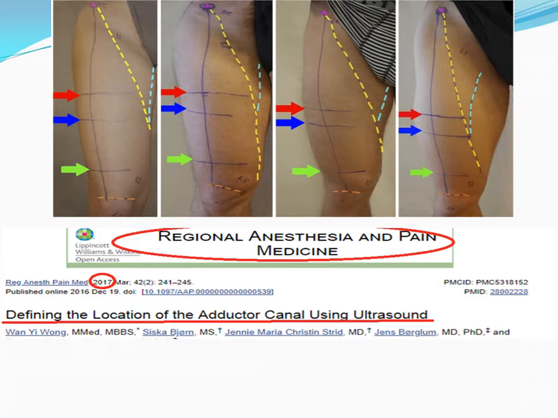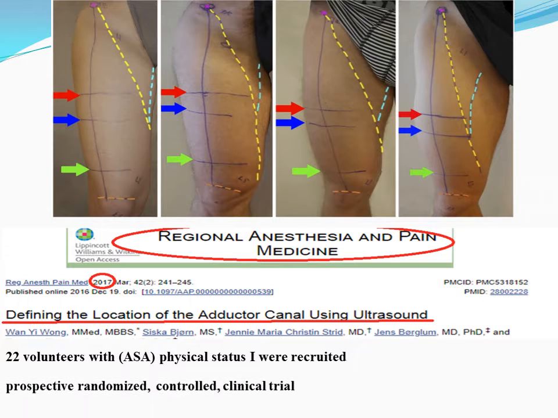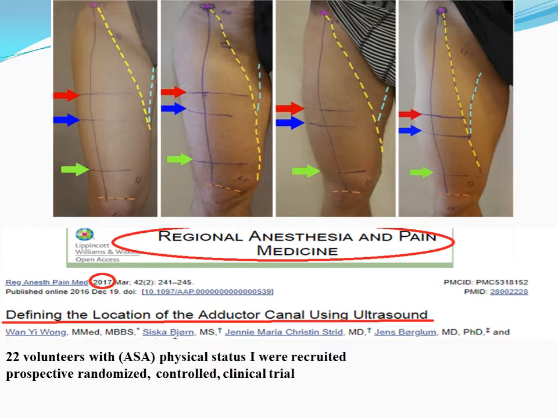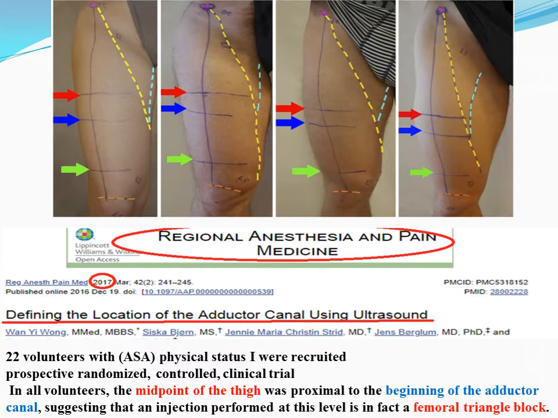Here is a study published in 2017 in Anesthesia and Pain, defining the location of the adductor canal using ultrasound. Twenty-two volunteers with ASA physical status I were recruited. It was a prospective randomized controlled trial, and in all volunteers the midpoint of the thigh, the red arrow here, was proximal to the beginning of the adductor canal, the blue arrow here, suggesting that injection performed at this level is in fact a femoral triangle block. Hence the second name of the adductor canal block is femoral triangle block.